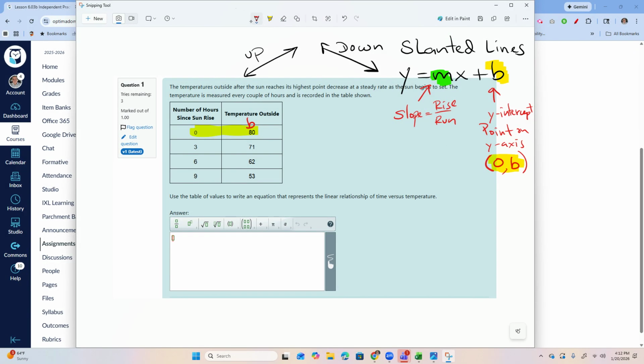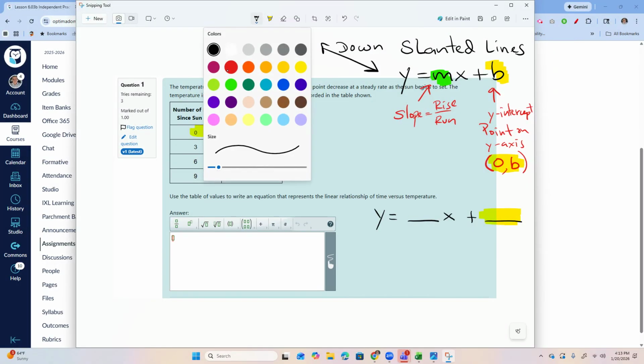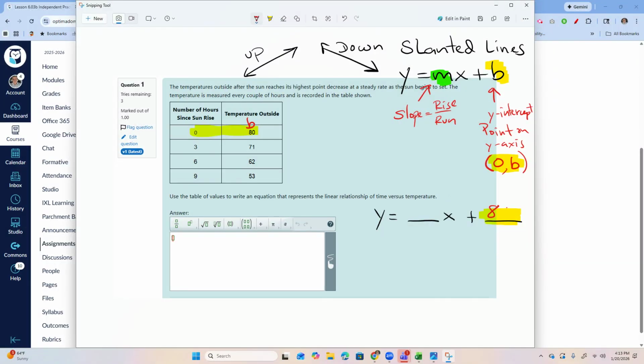Okay, so when I start writing my equation, y equal blank x plus blank, what I highlighted in yellow goes here, the value of b. And what's the value of b? 80. Okay, now I'm going to find the slope, the m, what I highlighted in green. And how do I find the slope? You're going to use rise over run.